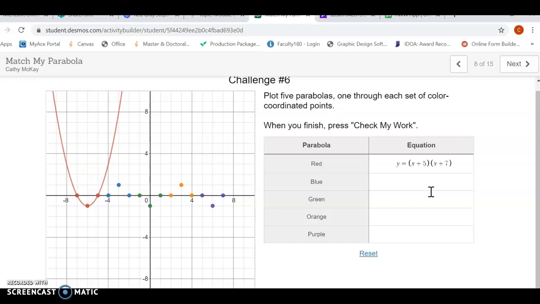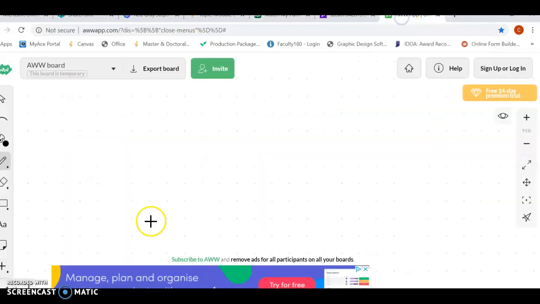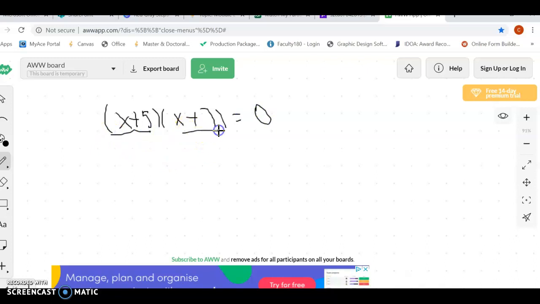In other words, when are those x's 0? So if I were to say, and I'm going to go ahead and pull up a whiteboard right here, if I were to say x + 5 and then x + 7 equals 0. So that means this is going to equal 0, or this is going to be equal 0, right? Because if anything is multiplied by 0, then it's going to be 0.